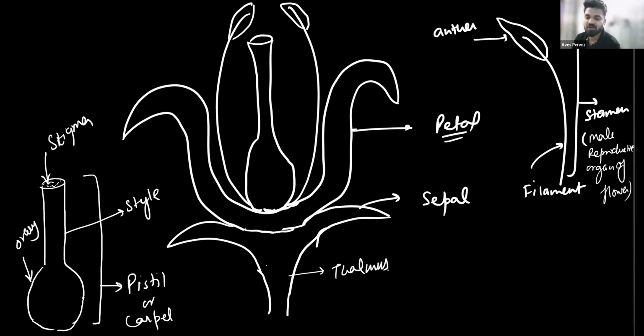So what is the female reproductive organ of the flower? Name the female reproductive part of the flower. It is pistil or carpel. And the male reproductive organ of the flower? Stamen. The other parts like petals and sepals help in pollination and in reproduction, but these are not the reproductive organs.